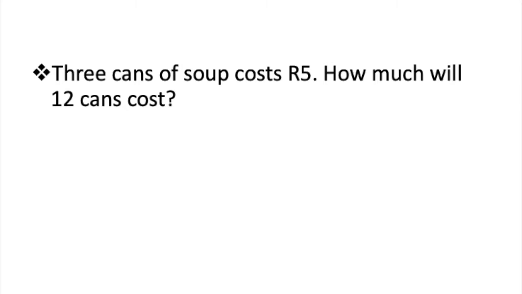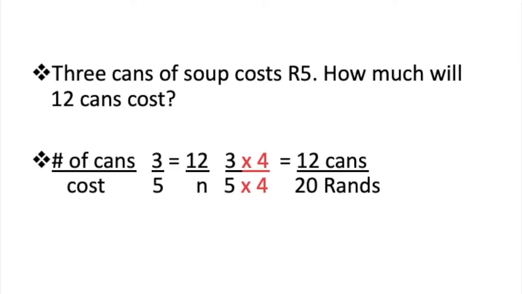Yet another example. 3 cans of soup cost 5 rand. How much will 12 cans cost? Again, the same as the previous one, but this time you can use cross multiplication, or whichever you find comfortable. Then 12 cans will cost you 20 rand.